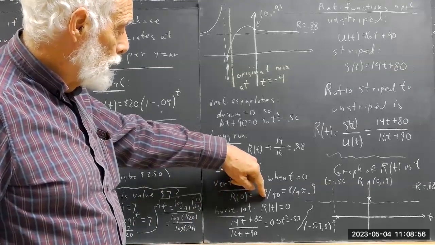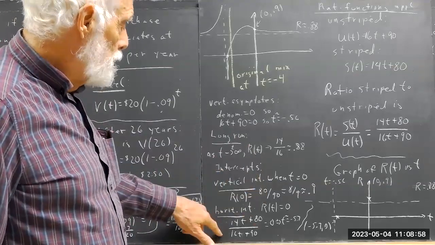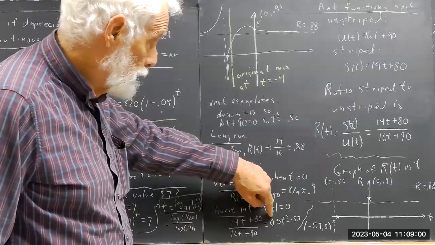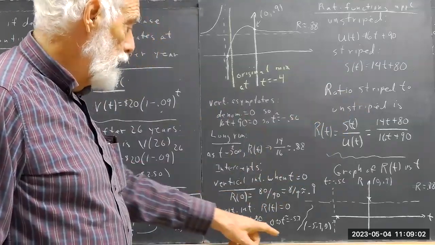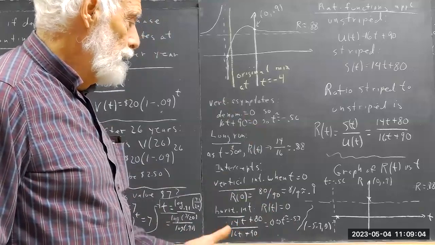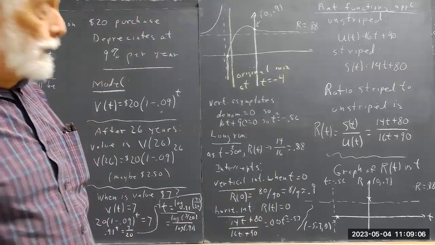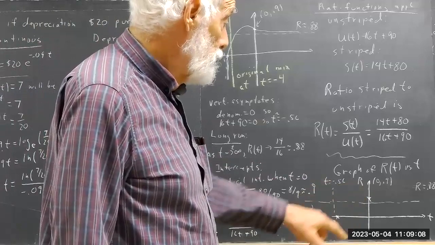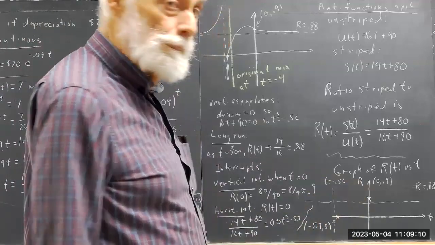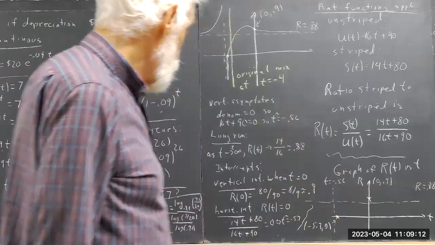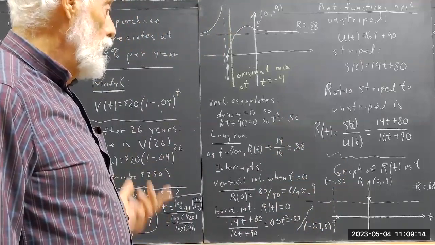The horizontal intercept occurs when R of T equals 0. Then we set this ratio equal to 0, multiply both sides and all that. Here we get T is about negative 5.7. So we can put those 2 points on the graph. We get the intercepts. Then we look at the long run behavior.